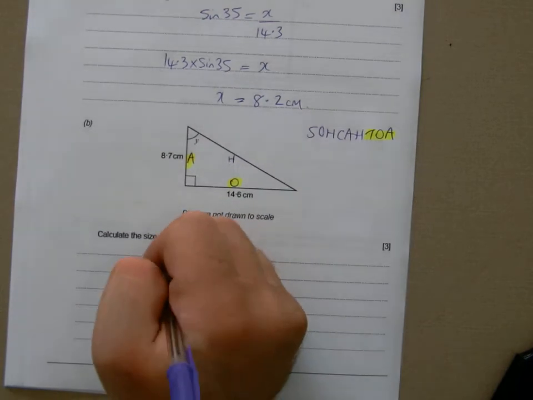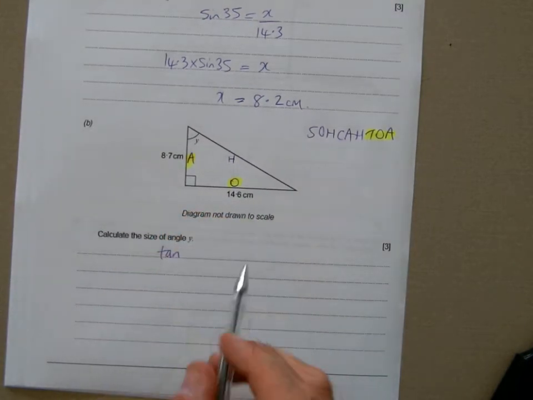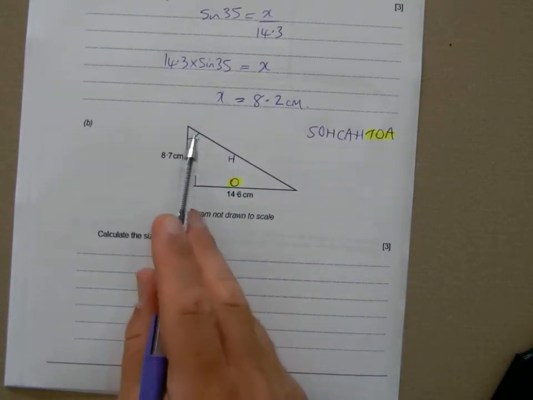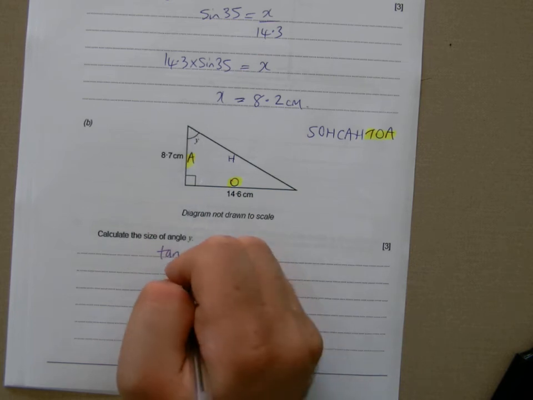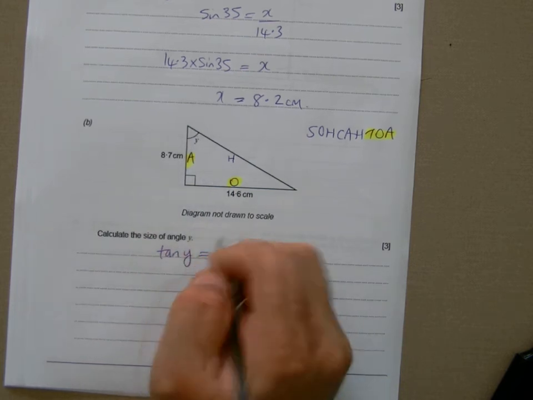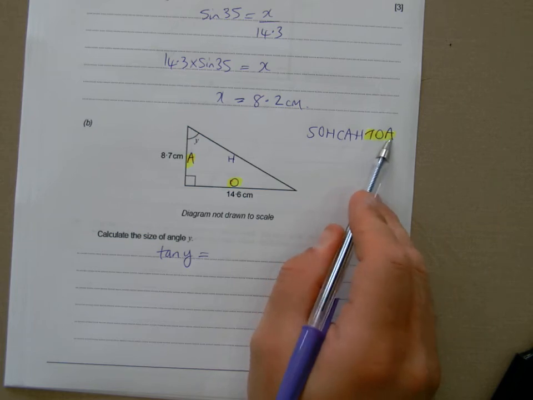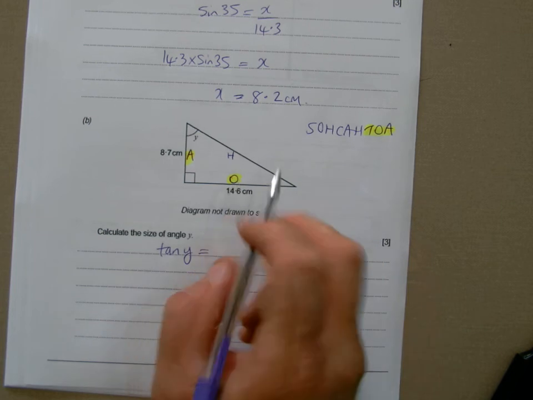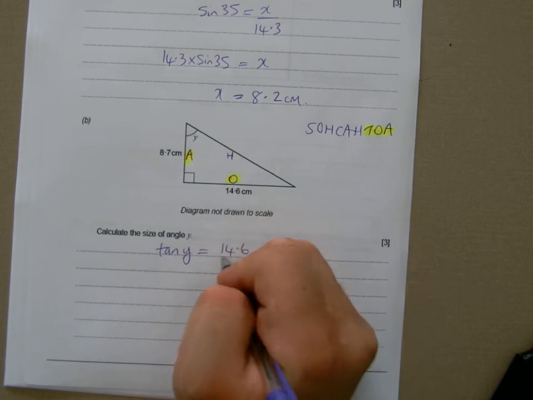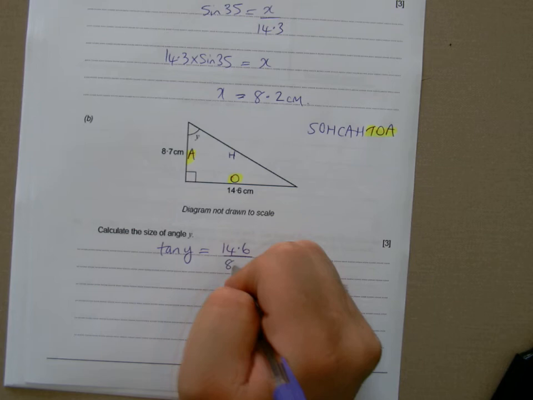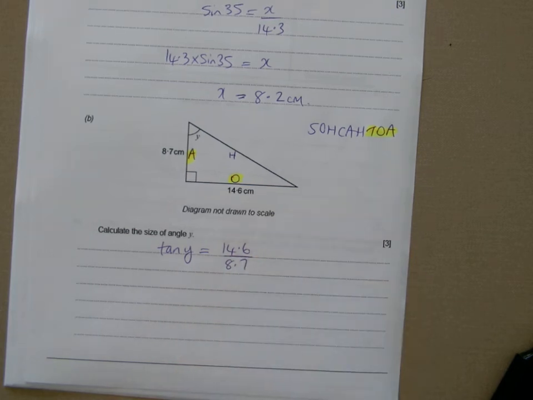We'll start off with the tan, and you've got to have an angle next to it. But they don't tell us the angle, they just say Y. So I just say tan Y equals O divided by A, opposite divided by adjacent. So the opposite is 14.6, divided by the adjacent, which is 8.7. So you've got that there.